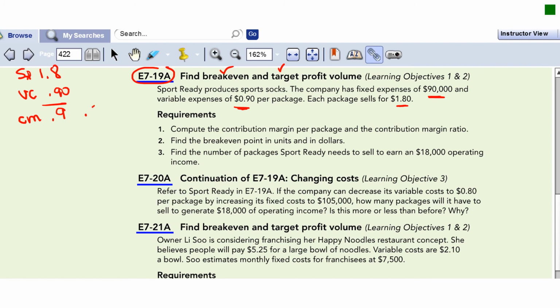Our CM ratio is going to be 50% because 90 divided by $1.80. So again, CM ratio is right at 50%. To get the break even, the contribution margin per unit, which I just showed you is 90 cents, and the ratio is going to be 50%. That's part one. And then to get part two, the break even point, we'll take those same fixed costs and divide by the 90 cents and the 50%. Again, I'll show you this on the next slide. And then we'll use the exact same formula, except we're going to plug in a targeted profit of 18,000, and we'll show you how you can get your number of packages.